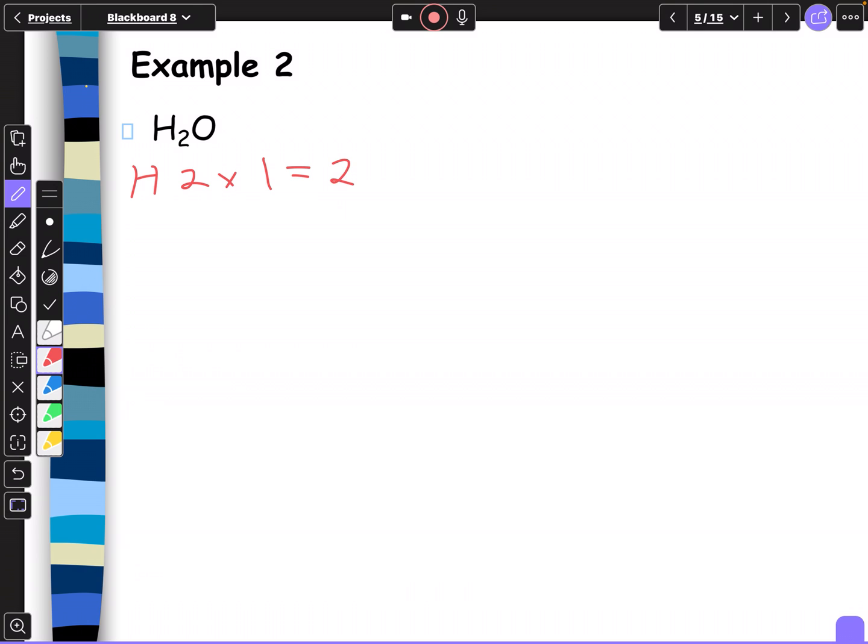2 times 1. Oxygen, I have 1 atom of it, multiplying it by the number of valence electrons that oxygen has. It's in group 16 or 6A, so it has 6 valence electrons. So 1 times 6 is 6. I add those together. There's going to be 8 total electrons in this structure.